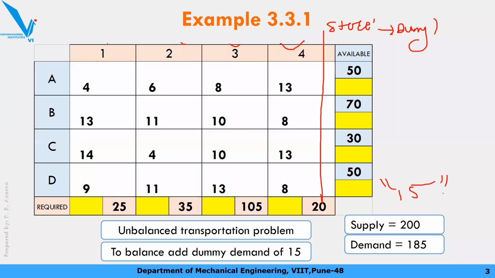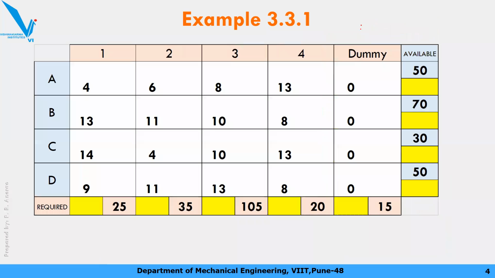As this is a dummy demand or dummy store, it's imaginary, so the transportation cost for these 15 units will be zero, because that material, those 15 units, will remain in the company or the factory itself. So you are not going to transport it. That means you will not have to pay any money for transportation. So the cost of transportation will be zero for you. Okay, so add a dummy store like this. I hope all of you understood this.